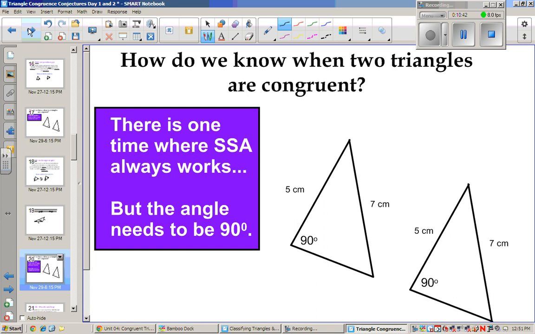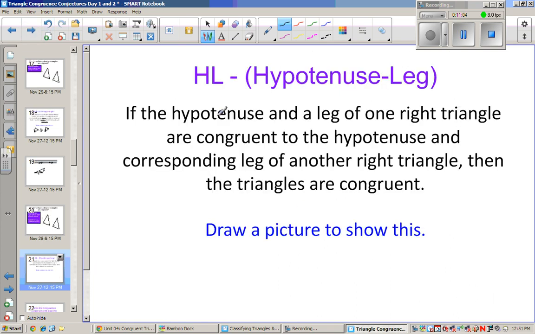All right. However, there's one time when SSA does work. The angle has to be 90. So if I know that this is a 90-degree angle, by Pythagorean theorem, I could figure out this side being equal to this side, because the Pythagorean theorem would be the same in both triangles, so then it would actually be side, side, side. But since we just know these two sides and the right angle, we call this hypotenuse leg.